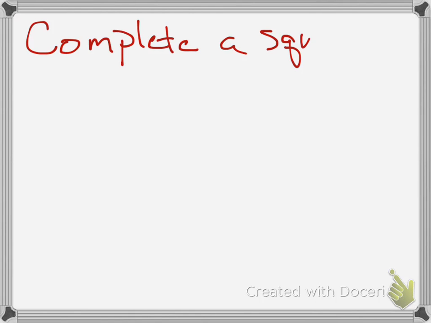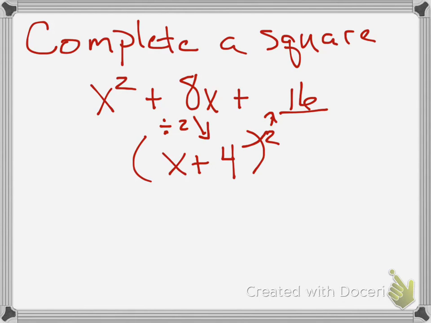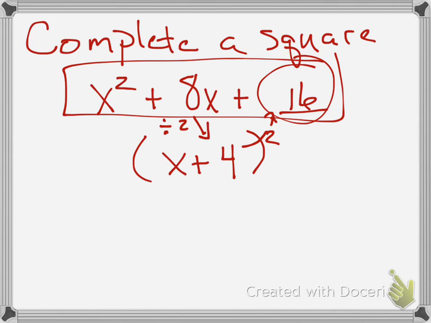So how does completing the square work? Completing the square works like this. To do completing the square, you have to have an x squared by itself, as in no number in front of the x squared. I will show you examples of what happens when you do have a number in front of the x squared. What you do is you take the number in front of the x and divide it by 2. So 8 divided by 2 is 4, positive 4. 4 squared is 16.